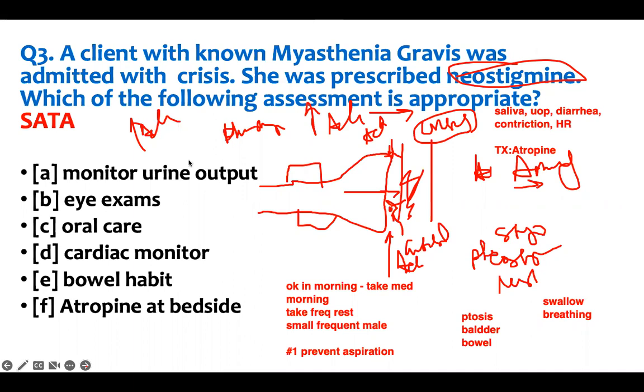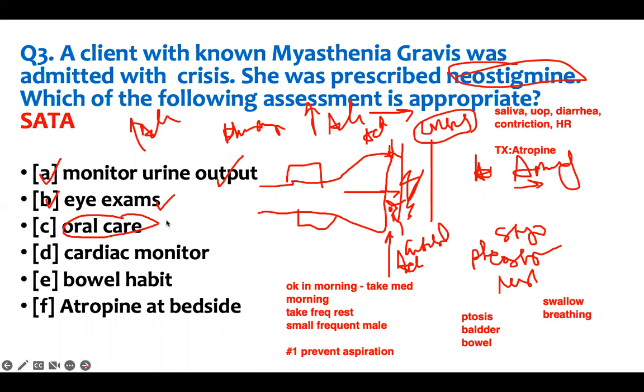So too much acetylcholine, urine output, what is it going to do? Yes, it's going to go up. Eye exams. What do you think? Yeah, pupillary, the pupil will constrict. You have to check the eye exam. Oral care. So this is good.